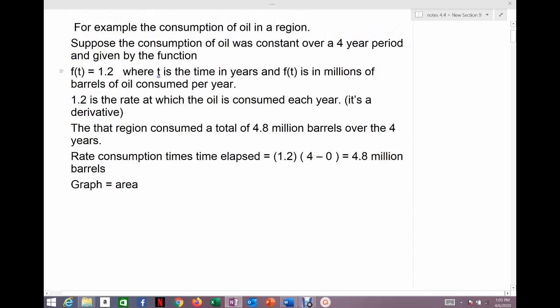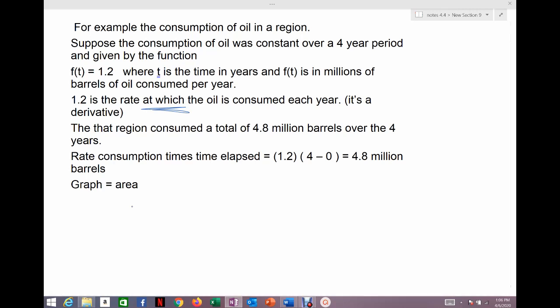All right, so do a simple example. Again, remember, this all relates to derivatives, rates of change. All right, so assume that we have oil consumption in a given region. We know that oil consumed over a 4-year period was constant. We know that it was constant at 1.2, meaning every year the rate of consumption was 1.2 million barrels of oil per year. And so that's a rate. It's a derivative, a rate of change. It's just a constant rate of change, meaning every year that's the rate at which the oil was consumed. It was constant.